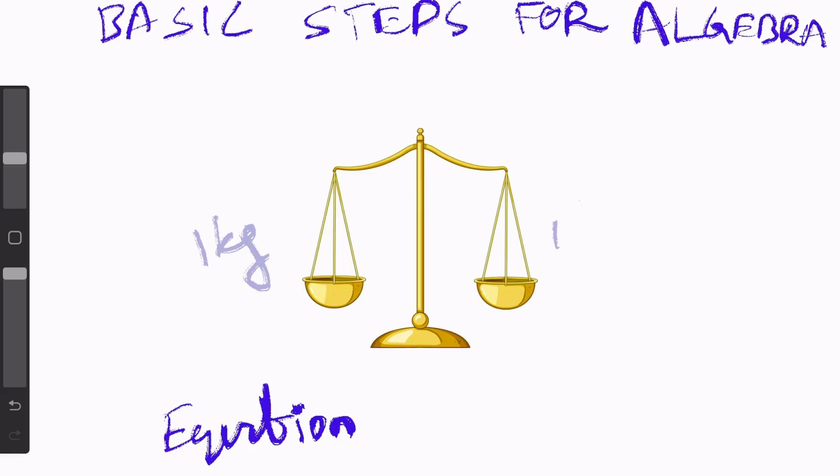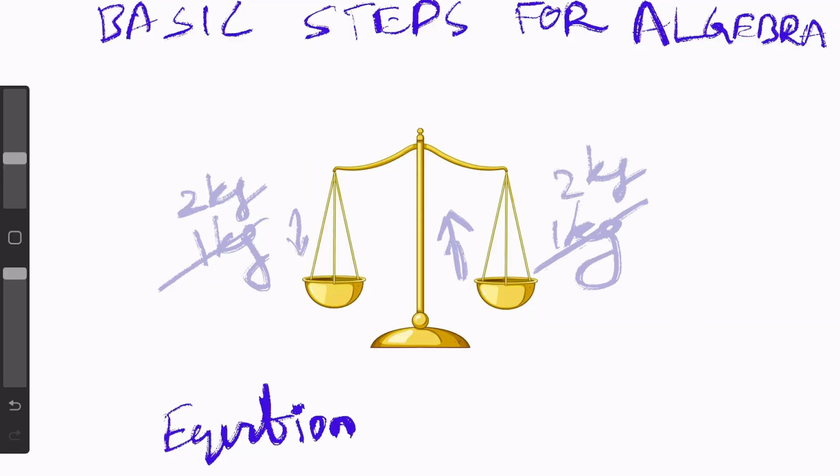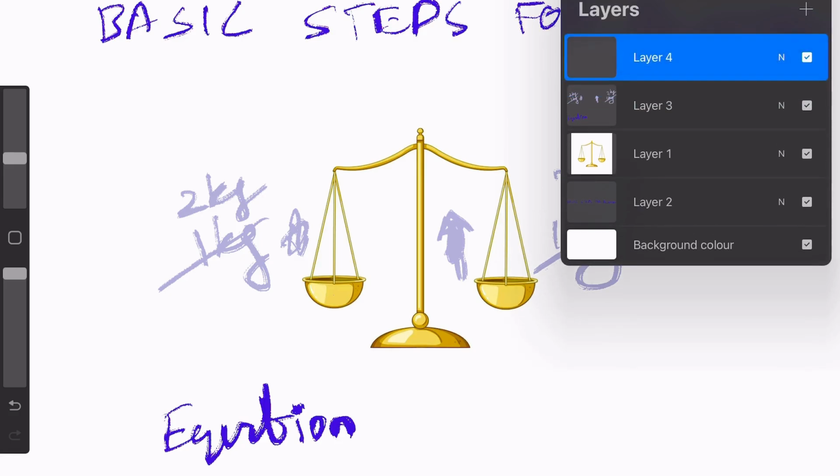So if we add 1 kg on one side and 1 kg on the other side, the weight will be balanced. If you add 2 kg on one side and 1 kg on the other side, then what will happen? Obviously, the left hand side comes down and the right hand side goes up, right? So, to balance an equation, we should place equal weights on both sides. Whatever we do on one side must be done on the other side, right? So, this is an equation.